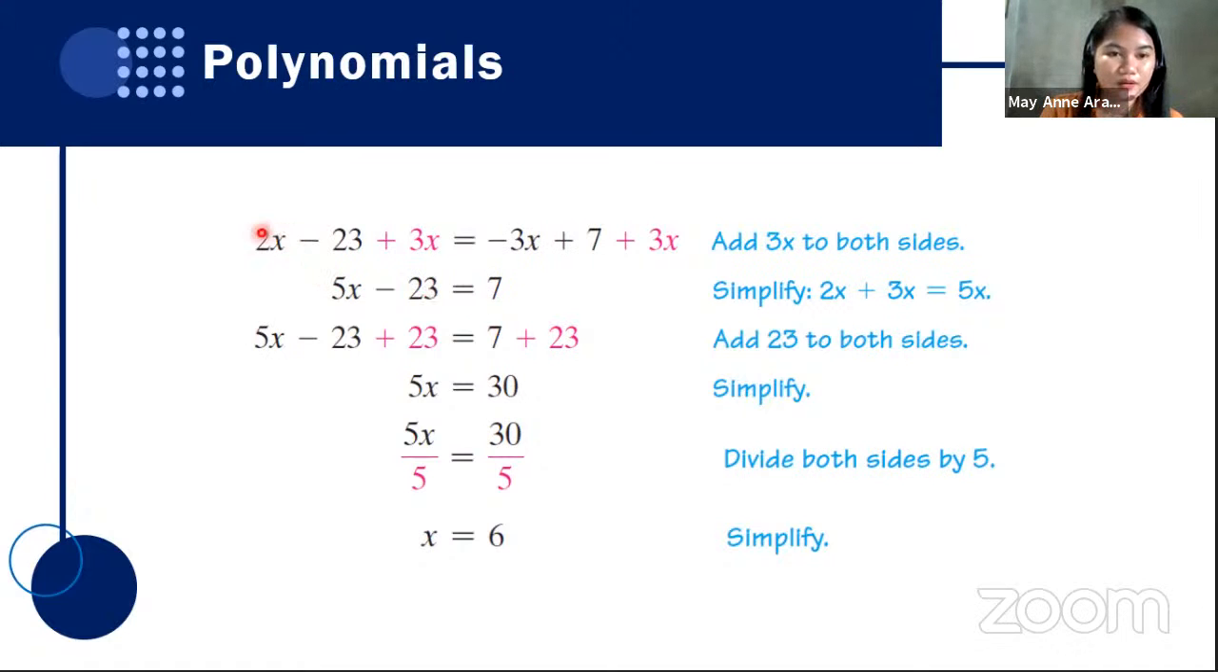So we have now 2x plus 3x is 5x. Then we have 23 pa. Then for the right side naman, negative 3x plus 3x is 0. So you only have 7, the right side of the equation. Next, addition property of equality again, or you can just transpose 23 to the right side of the equation. Then add the two numbers, 7 plus 23 is 30. So 5x divided by 5, or divide both sides by 5. So you have 5 divided by 5 is 1, and 30 divided by 5 is 6. So the solution for this equation is 6.